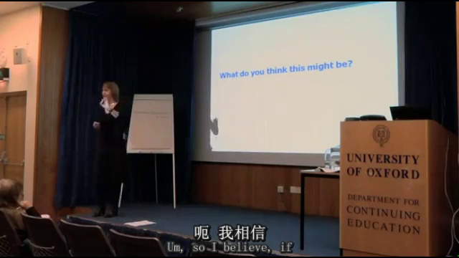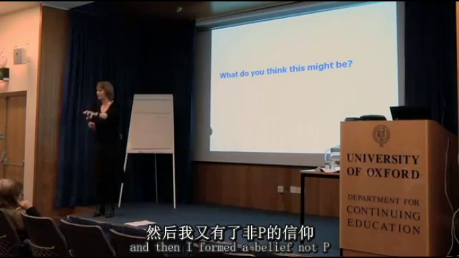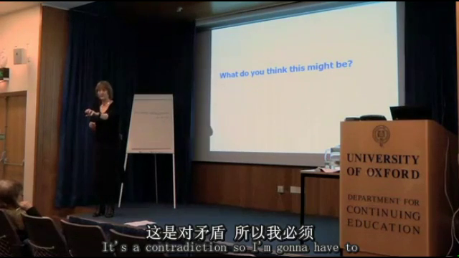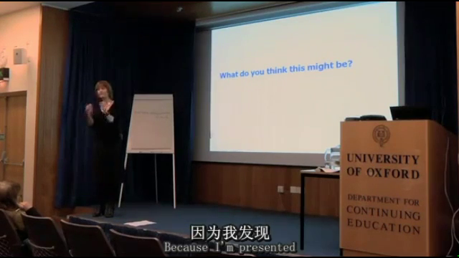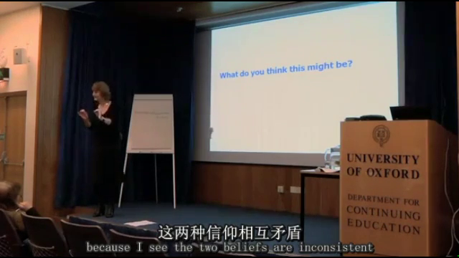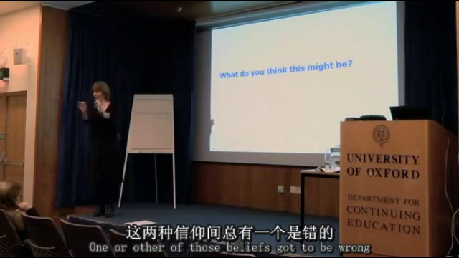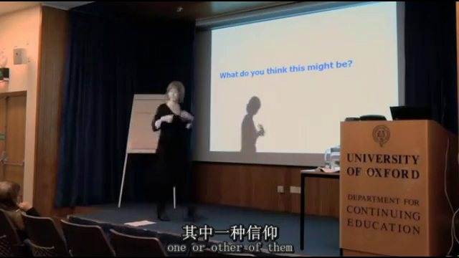So I believe P and Q, and then I form the belief not P. It's a contradiction. So I'm going to have to drop one of those beliefs, aren't I? Because I see the two beliefs are inconsistent, I am forced to see that I've got evidence for error. One or other of those beliefs has got to be wrong, and therefore rationally I'm forced to drop one or other of them.